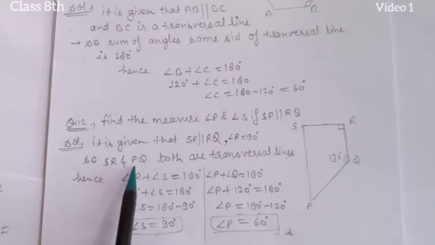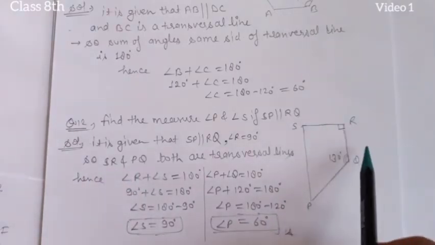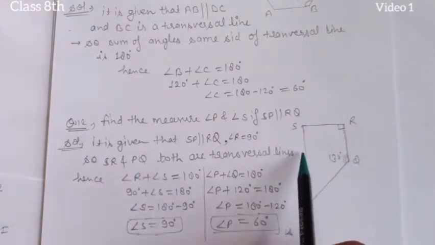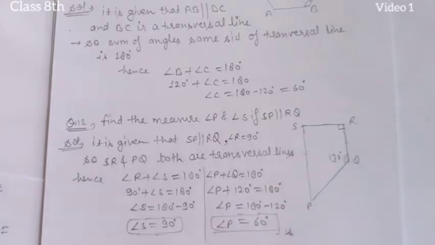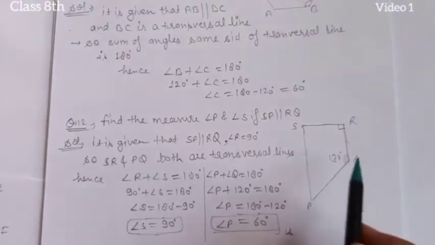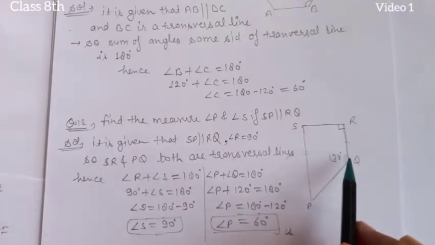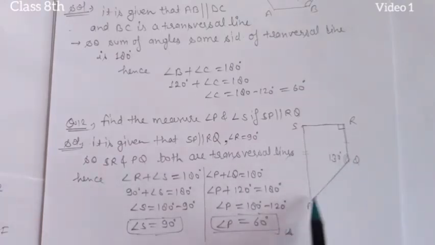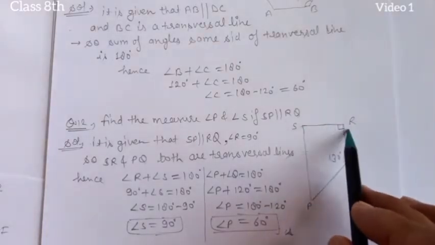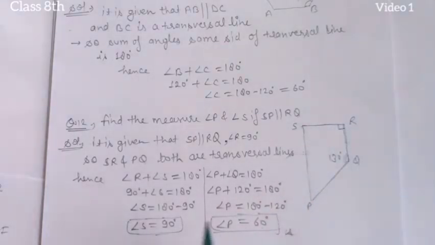So SR and PQ both are transversal lines because this line and this line are parallel to each other. As you know, the sum of the angles on one side of the transversal line is 180, so angles P and Q should be 180 and S and R should be 180. So let's do one by one.